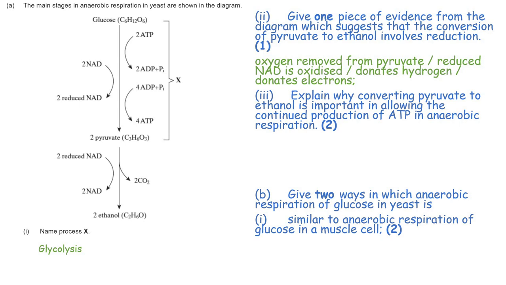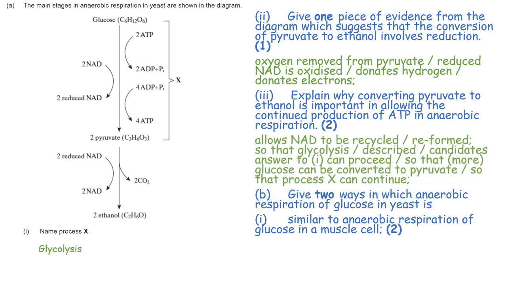Explain why converting pyruvate to ethanol is important in allowing the continued production of ATP in anaerobic respiration. It allows NAD to be recycled or reformed so that glycolysis can proceed, or so that more glucose can be converted to pyruvate so that process X can continue.